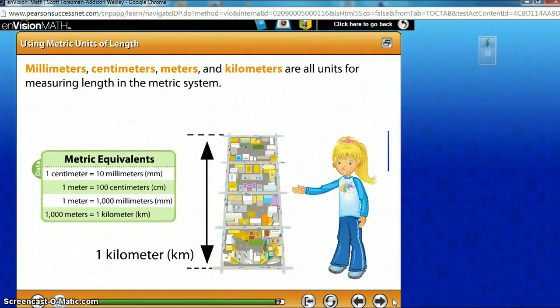Millimeters, centimeters, meters, and kilometers are all units for measuring length in the metric system.